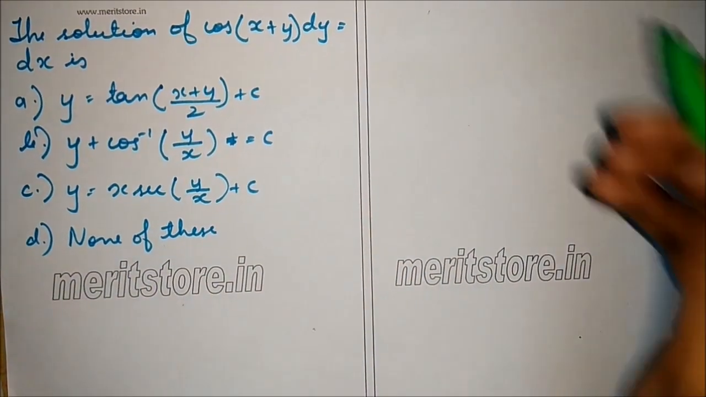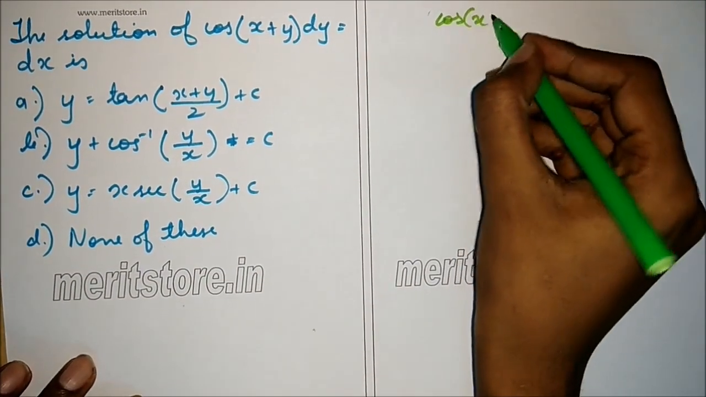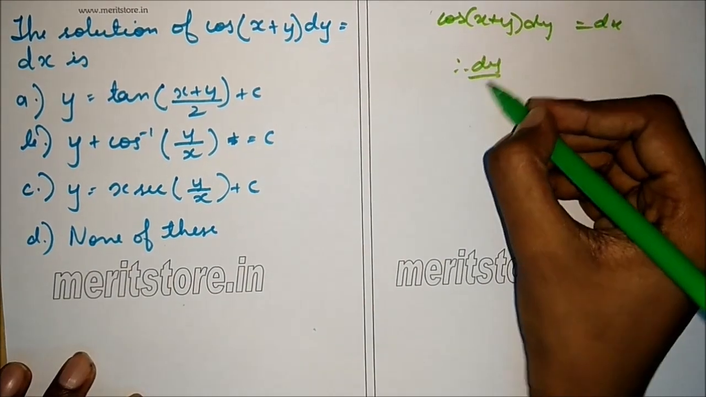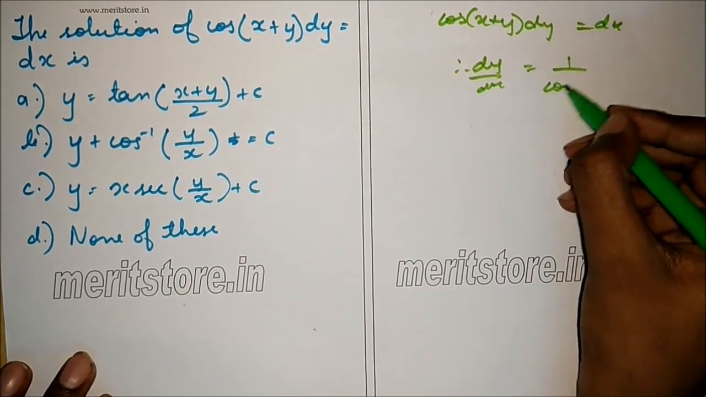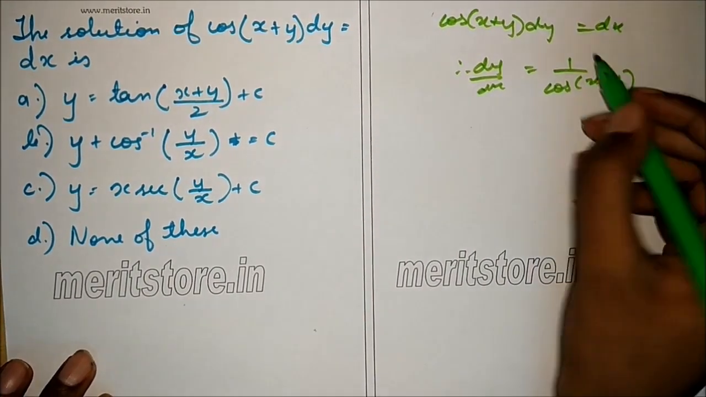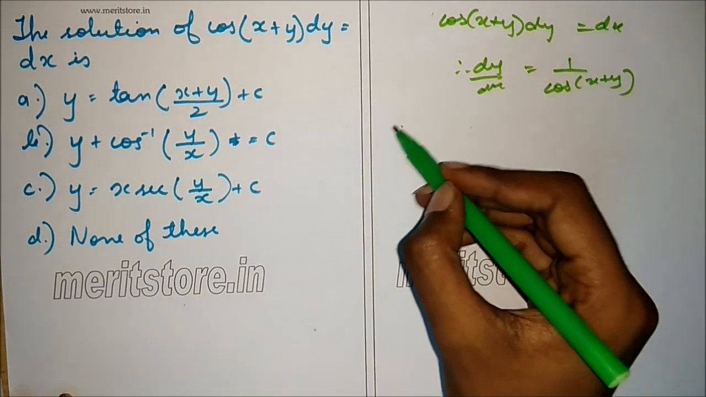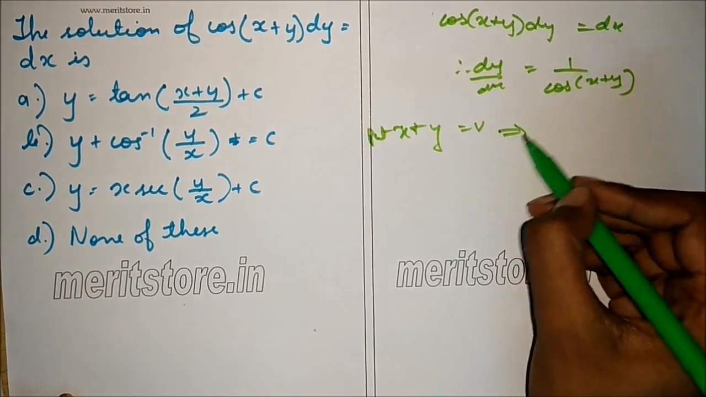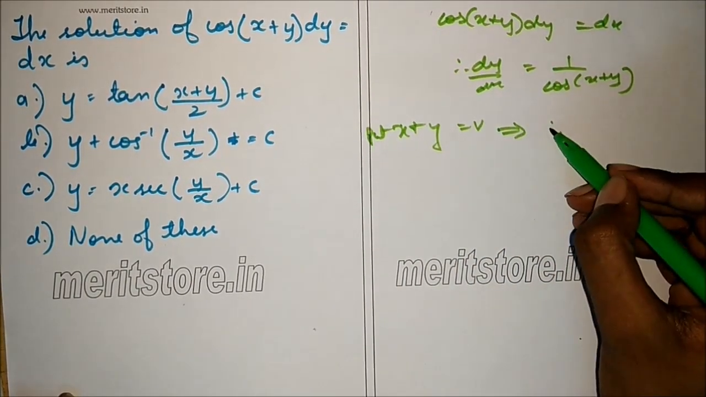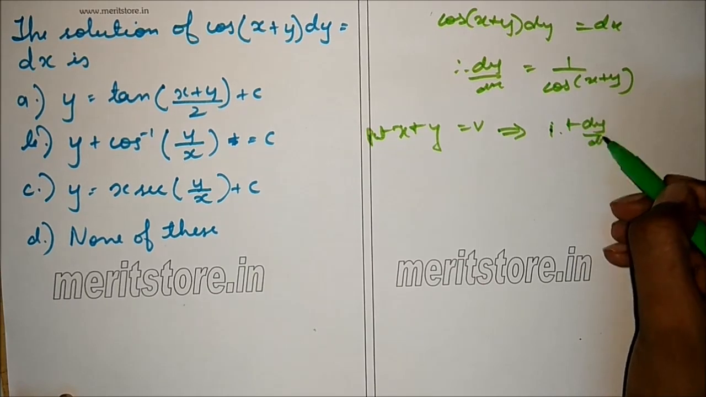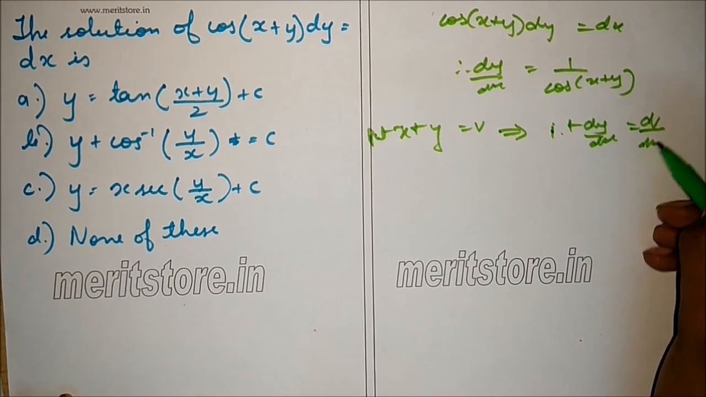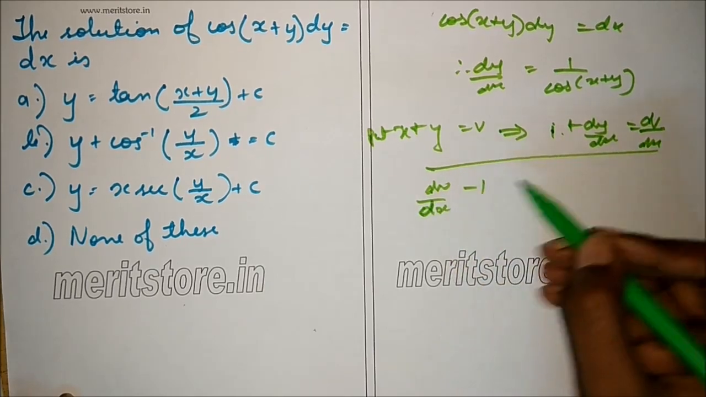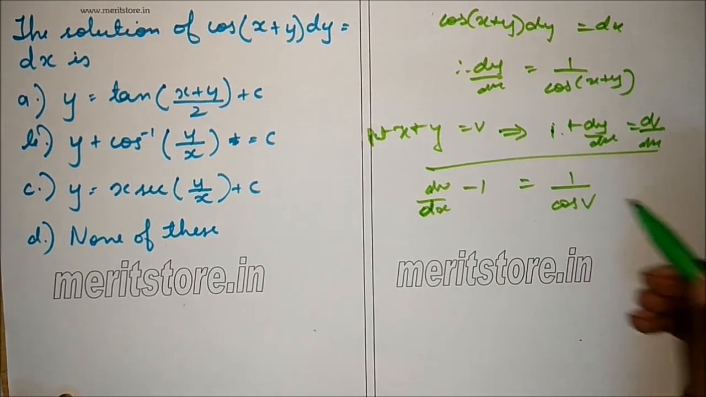Now given differential equation is cos of (x plus y) dy is equal to dx. So therefore dy by dx will be 1 by cos of (x plus y). We have to find the solution for this differential equation. So put x plus y equals v. So therefore differentiating with respect to x, we get 1 plus dy by dx is equal to dv by dx. So dy by dx is dv by dx minus 1 is equal to 1 by cos v.